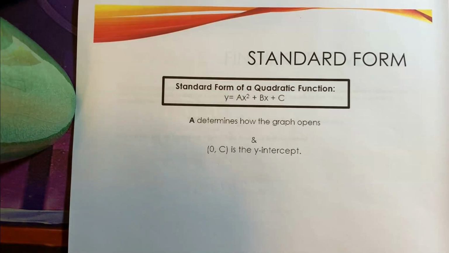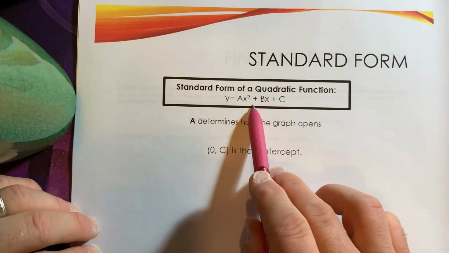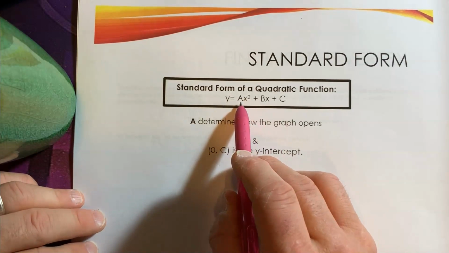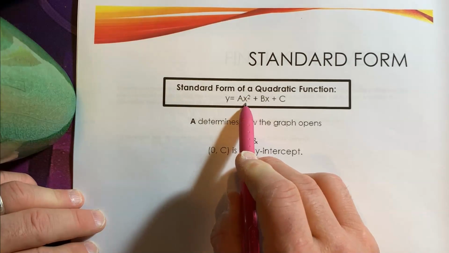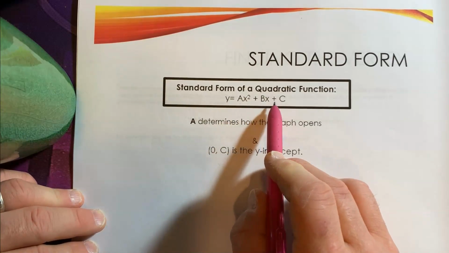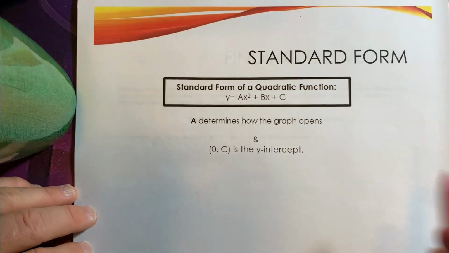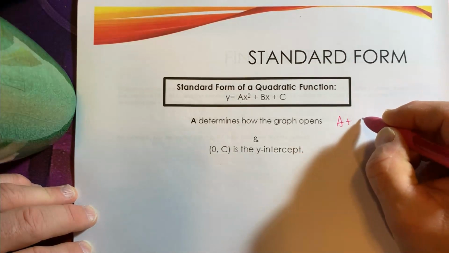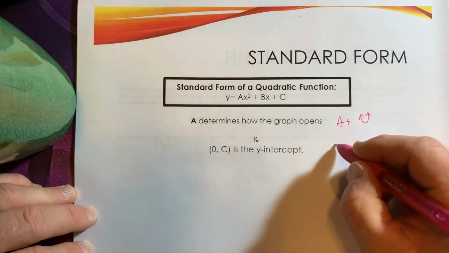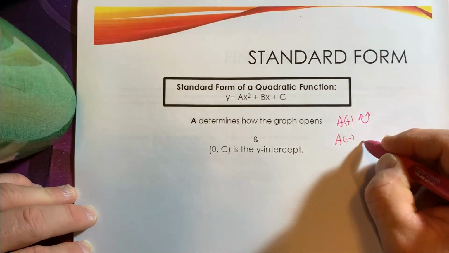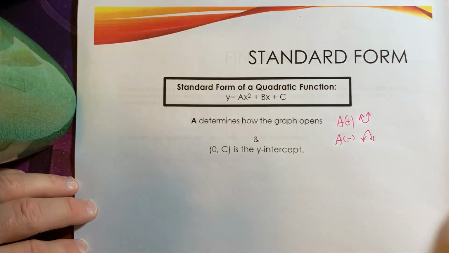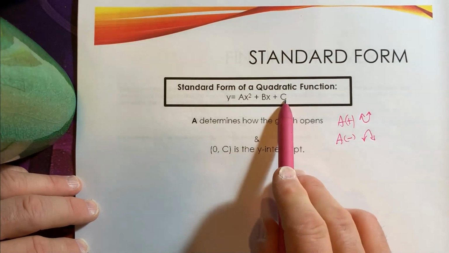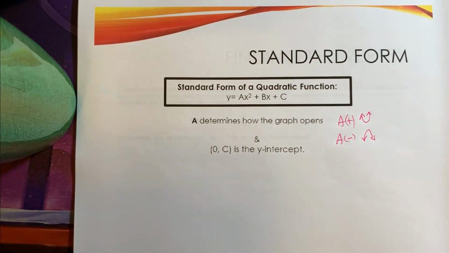And what we're looking at is the standard form of a quadratic function. We've seen this over and over, where a quadratic function in standard form is some number a times x squared plus some number b times x plus c. And a determines how the graph opens. Remember, if a is positive, the graph opens up. And if a is negative, the graph opens down, okay? And also, c is always going to be the y-intercept. And we haven't really discussed that much.